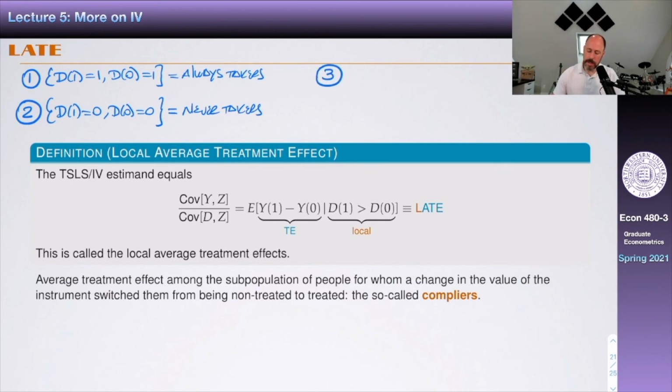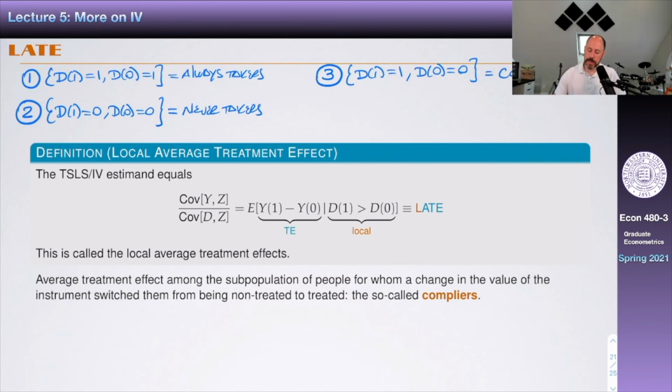Then you have the group we're using here, those that have d1 equal to 1 and d0 equal to 0. These are units that take the treatment only when your instrument is 1. That is, they take the drug whenever you offer them the drug. But if you don't offer them the drug, they just don't take it. And these are called the compliers.